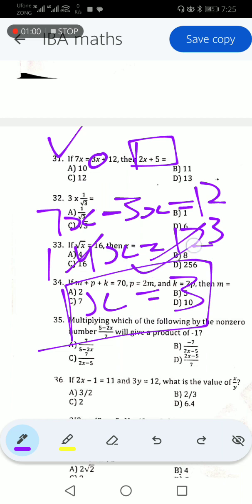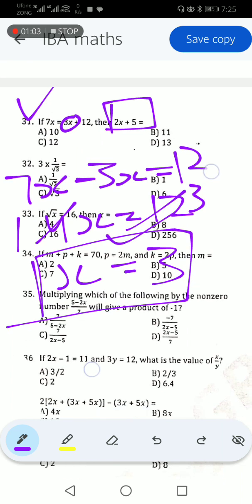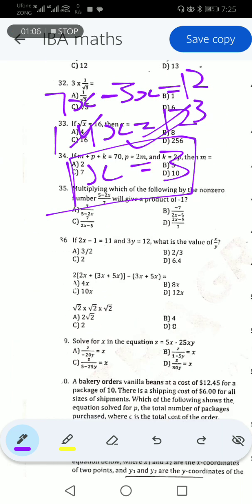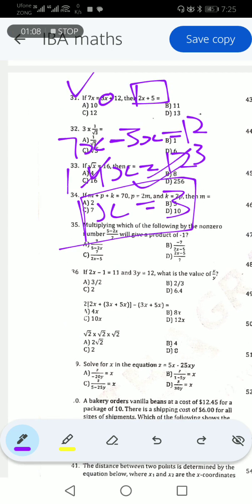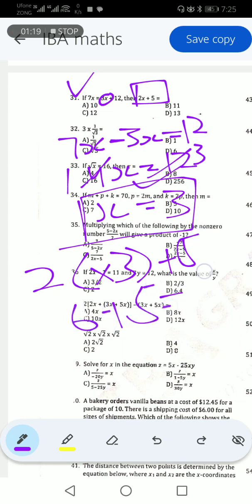because there is a condition given that if x is equal to 3, what is the value of 2x plus 5? So we're going to place the value of x in the equation. It will be 2 multiplied by 3 in the place of x, plus 5. So it will be 6 plus 5, that is equal to 11. Is there any option like 11? Yes, there is. So we mark it as the correct option. Let's move on to another question.